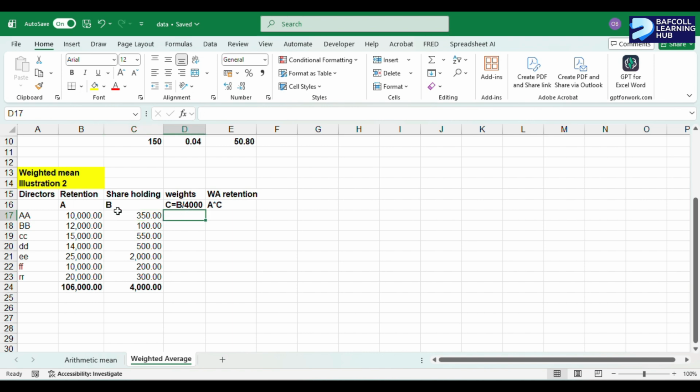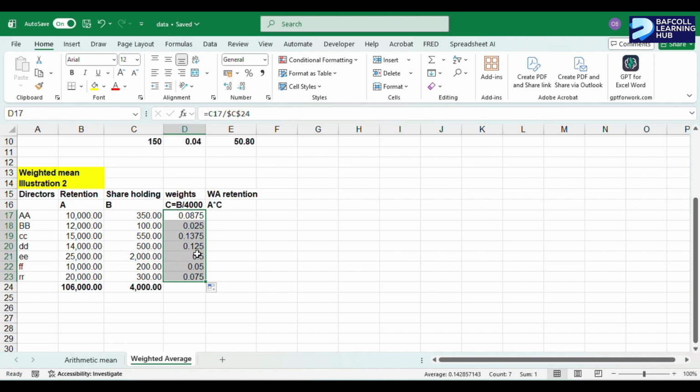All right, so in doing that, we select equal to this over here, then we divide by the total over here. Then we hit F4 to apply absolute reference. So this is the weight of director AA. Then we can drag down. So we have the various weights of each director over here.